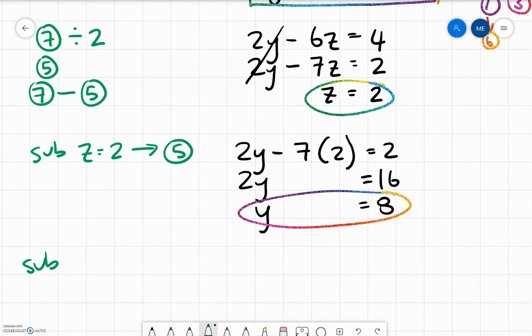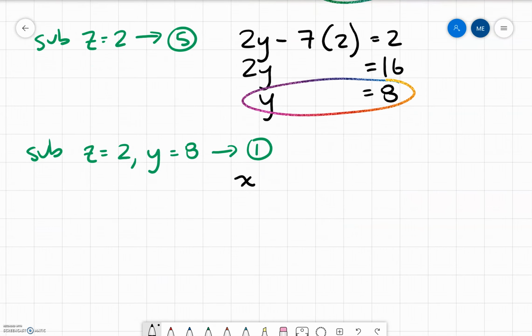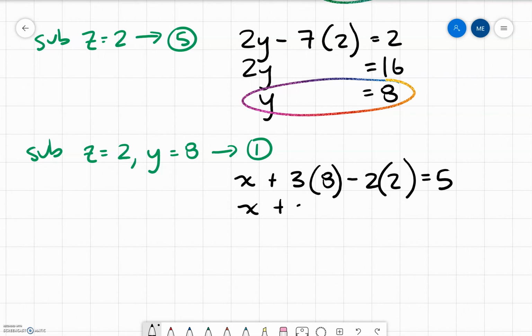From that I can substitute z equals 2 and y equals 8 into one of my original equations. I'm just going to choose the first one. So that gives me x plus 3 lots of 8 minus 2 lots of 2, which equals 5. So x plus 24 minus 4 equals 5. Simplify that and x equals negative 15.